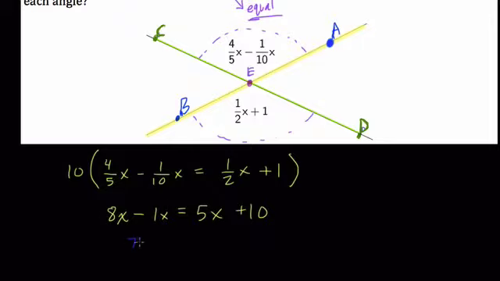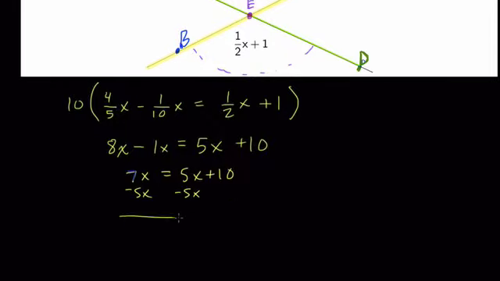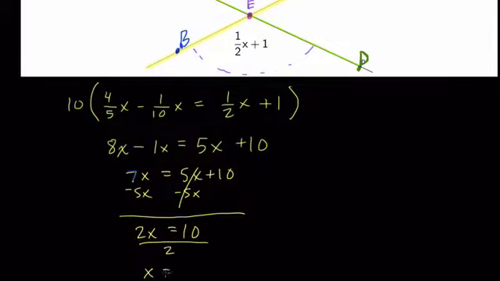8x minus x is 7x, but let me choose a different color. 7x, and then that equals 5x plus 10. Get the x's on one side, subtract 5x to do that. And here we get what? 7x minus 5x is 2x. 5x's cancel out, equals 10. To find what x is, we divide everything by 2. 2x divided by 2 is just x. 10 divided by 2 is 5, so our answer is 5.